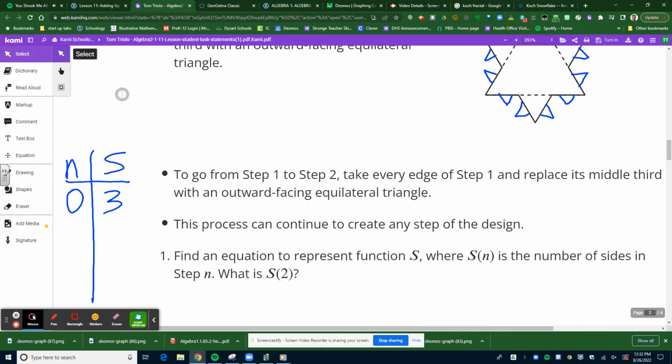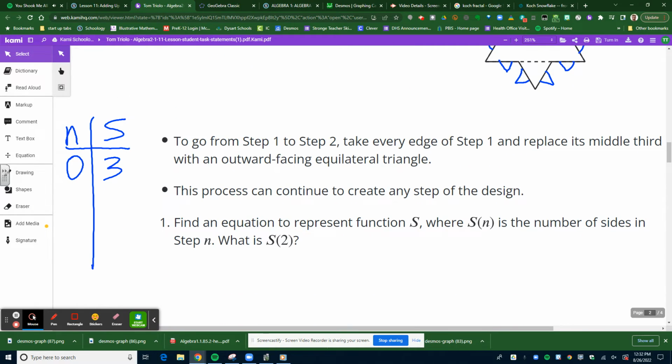So after just 2 steps, there it is. Drawing. Okay. I'm sure I'm doing this right. Paper tray.